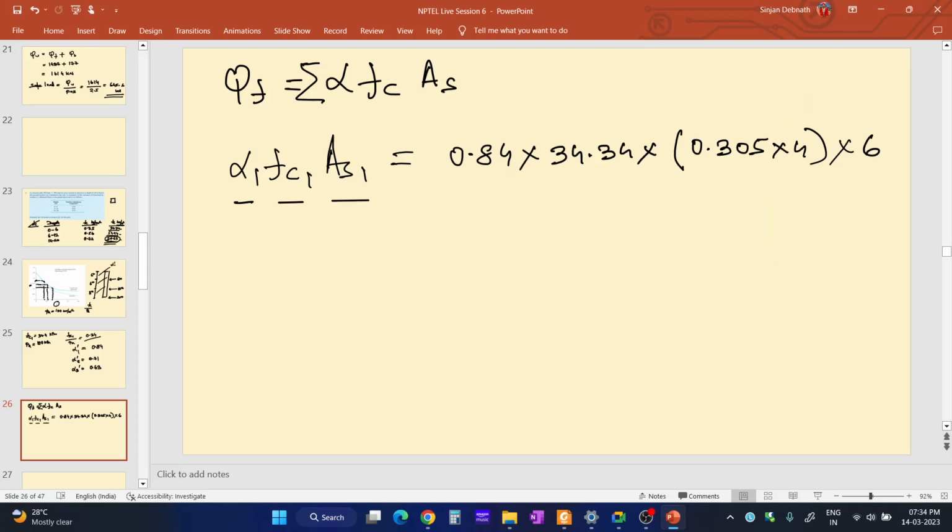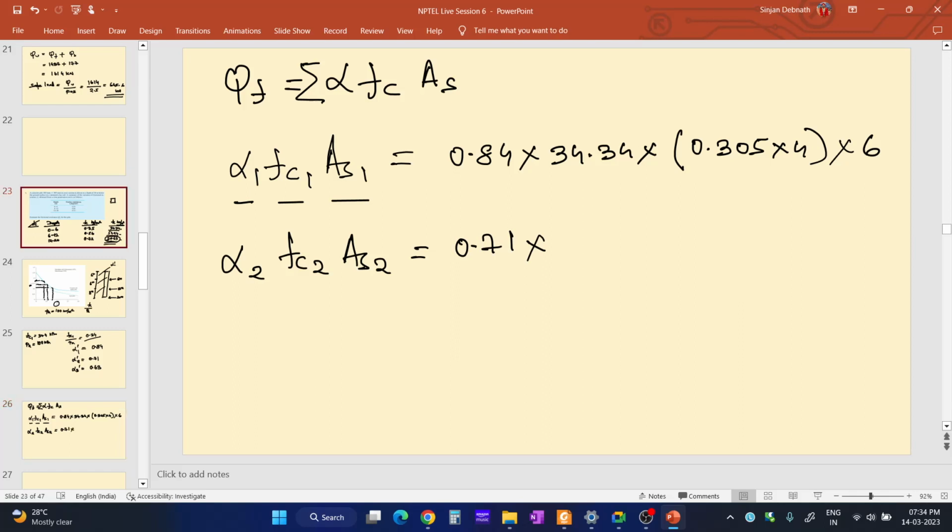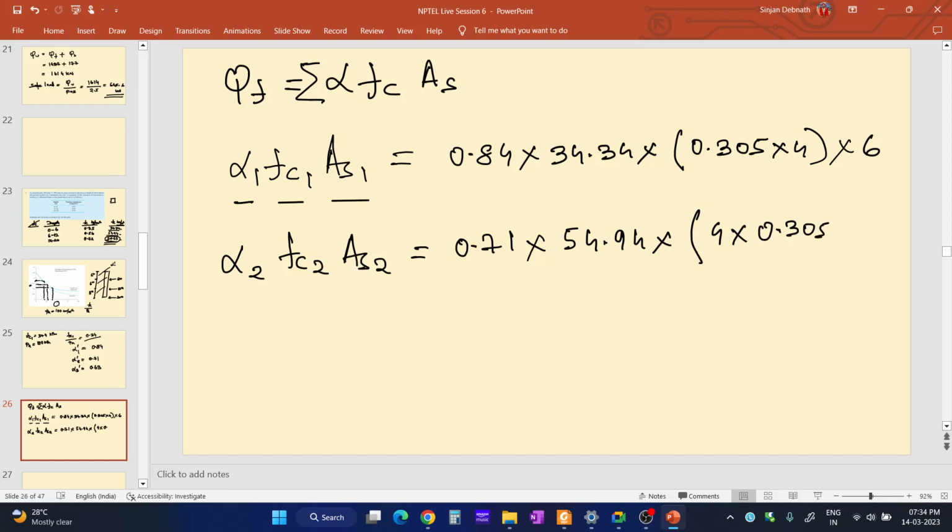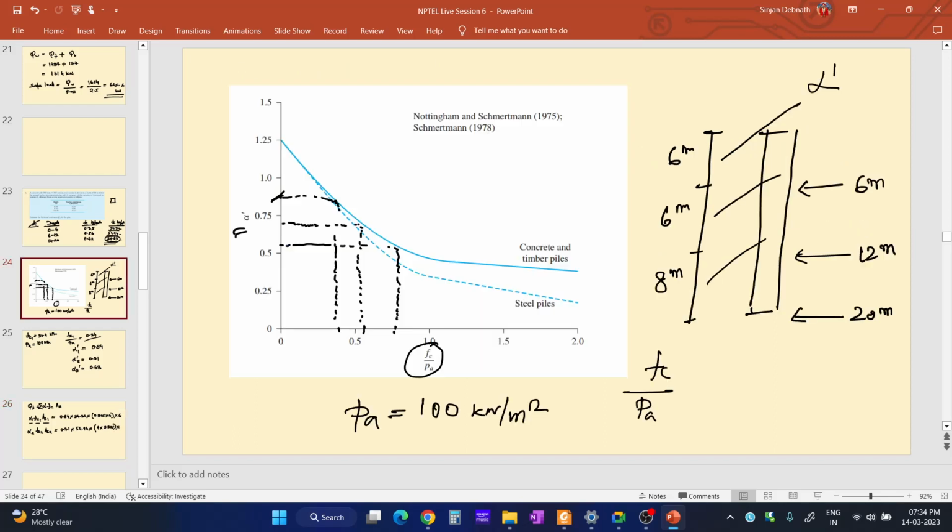Similarly, we need to find out for alpha 2, FC2, AS2. Alpha 2 is around 0.71. The value of FC2 is 54.94. And AS2 is perimeter into length. Perimeter is 4 into 0.305, and the length of this segment is 6 meters.